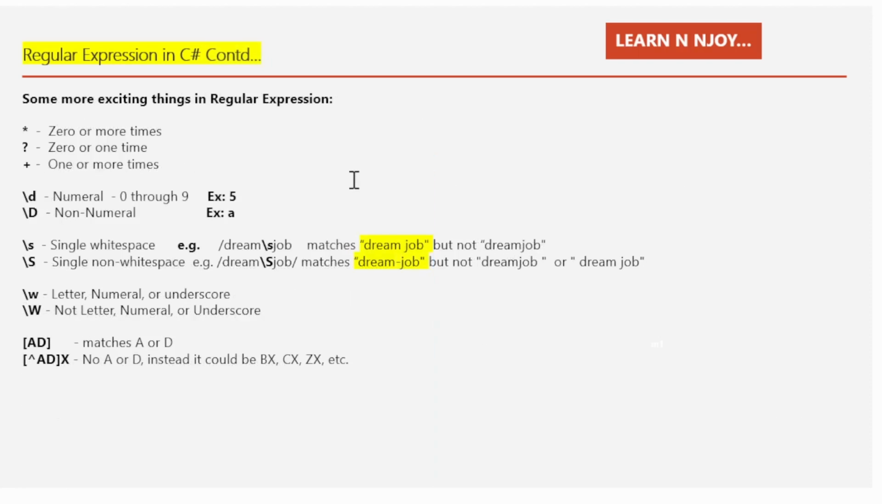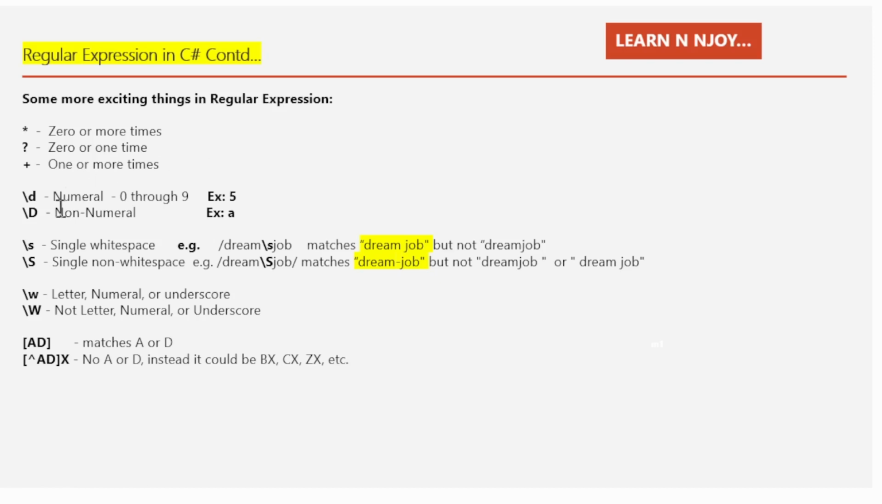Here are some more exciting things in regular expressions. What are those? If you mention an asterisk, that indicates the occurrence could be 0 or more times. Similarly, if you mention a question mark, it talks about 0 or 1 time. If you mention plus, it means 1 or more times.